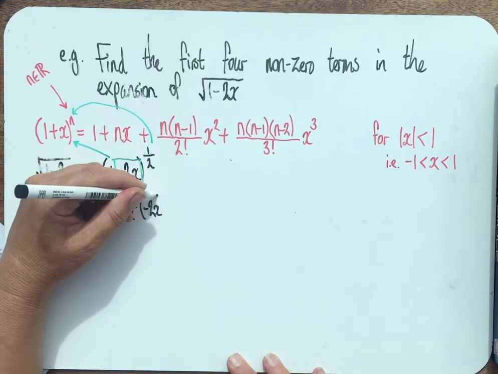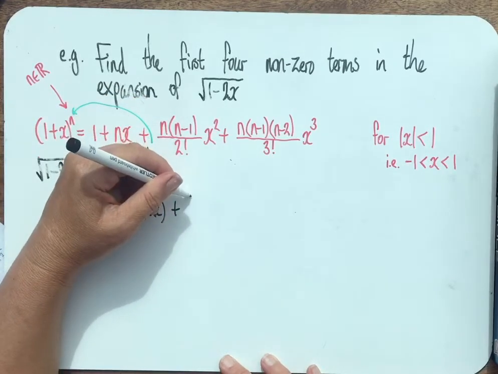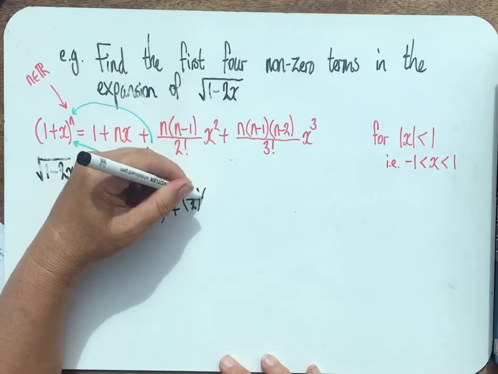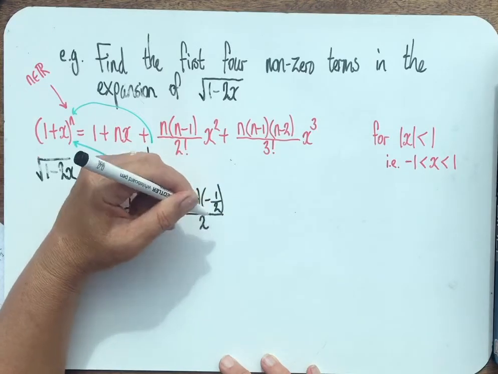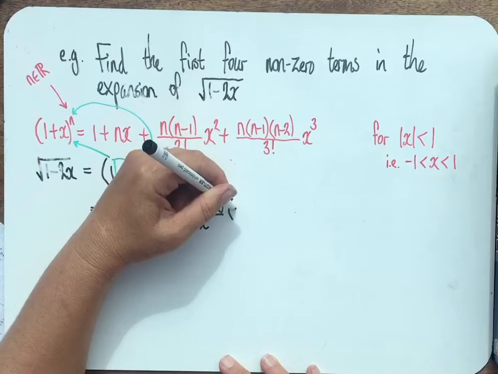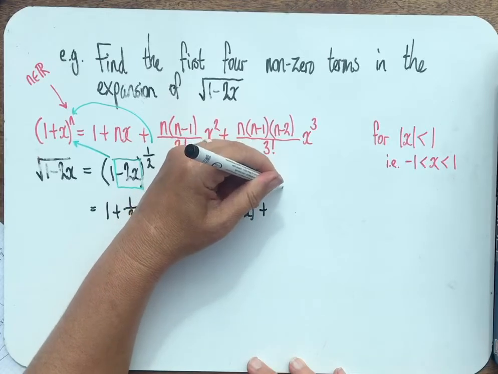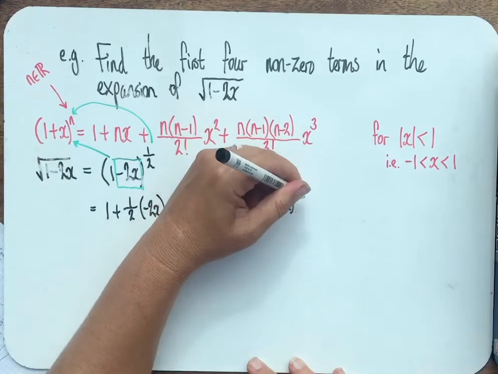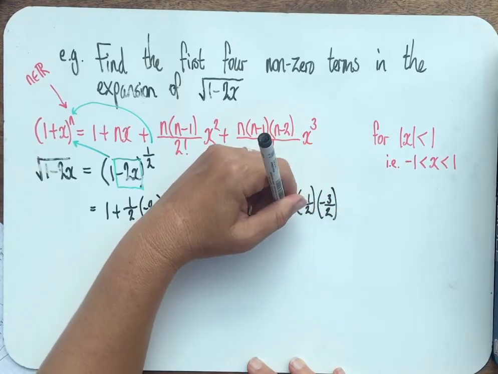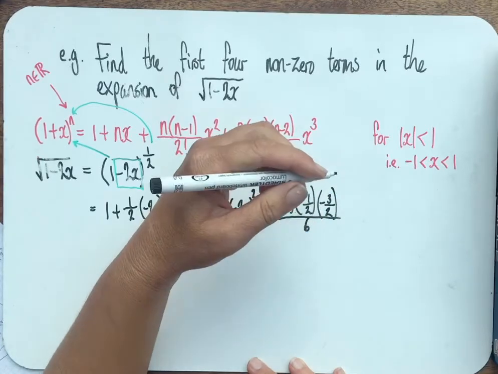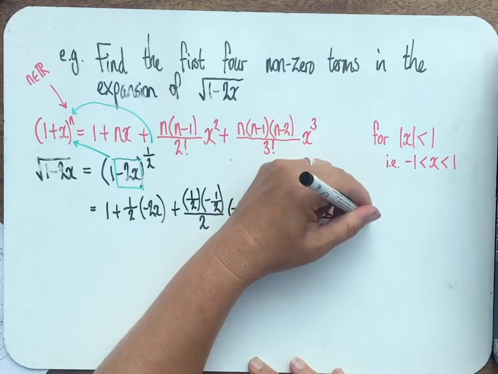I would use quite a few brackets. Remember to bracket your negatives. I tend to bracket the tops of these as well. So n is 1/2. 1/2 minus 1 is minus 1/2. 2 factorial is 2. And then x is minus 2x. It's just remembering to put that minus 2x in as well. And then we've got n, which is 1/2, n minus 1 is minus 1/2, n minus 2 is minus 3/2, over 3 factorial, which is 6. So careful of that, 3 times 2 times 1, and x is minus 2x cubed.